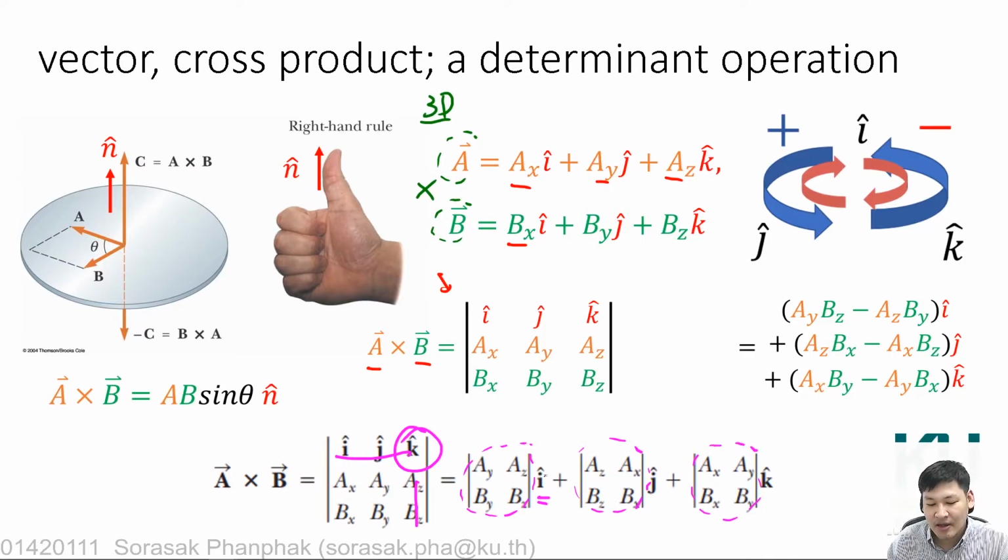Somehow this way is going to be simpler for some people, but you have to write down a lot of things. For the determinants, you have to multiply the crossing terms. So in this part you have AZ BY, and in this part you have AY BZ, and for the upper rows you have to put the minus sign in front of it. So this part is AY BZ minus AZ BY, like this.